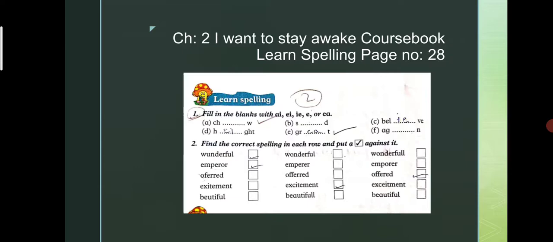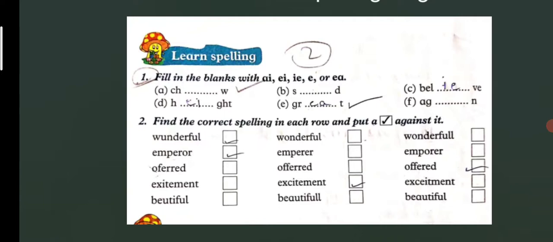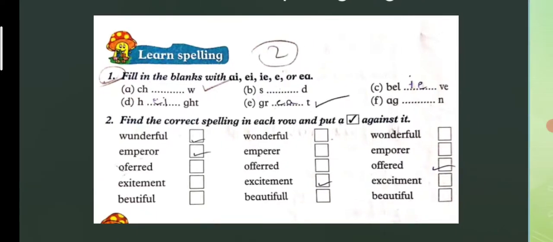I Want to Stay Awake, learn spelling. Open page number 28 and have your pencils and erasers in your hands. We are going to start learn spelling. Fill in the blanks with AI, EI, IE, and EA. हमने जो blanks को fill करना है ये words लगा के.